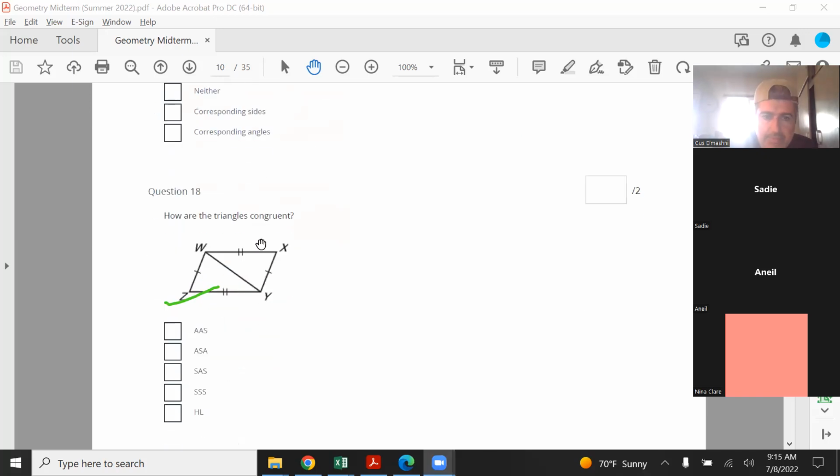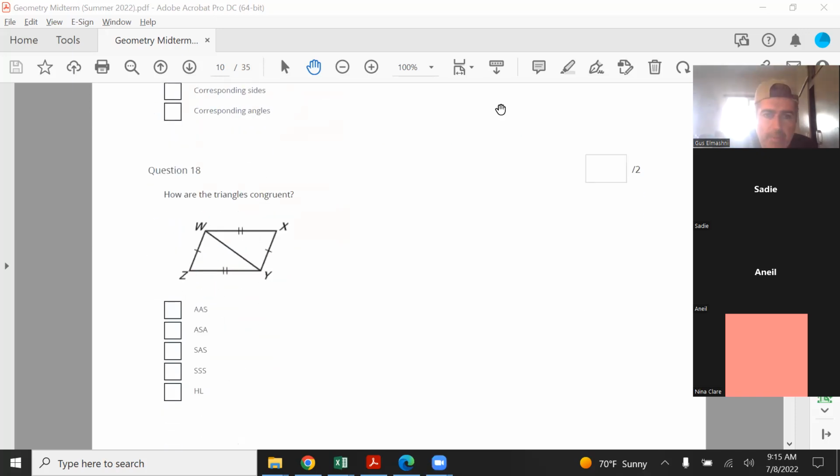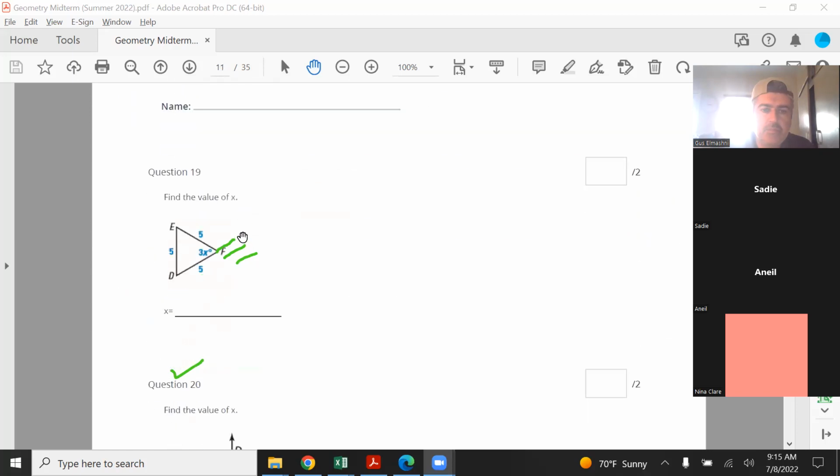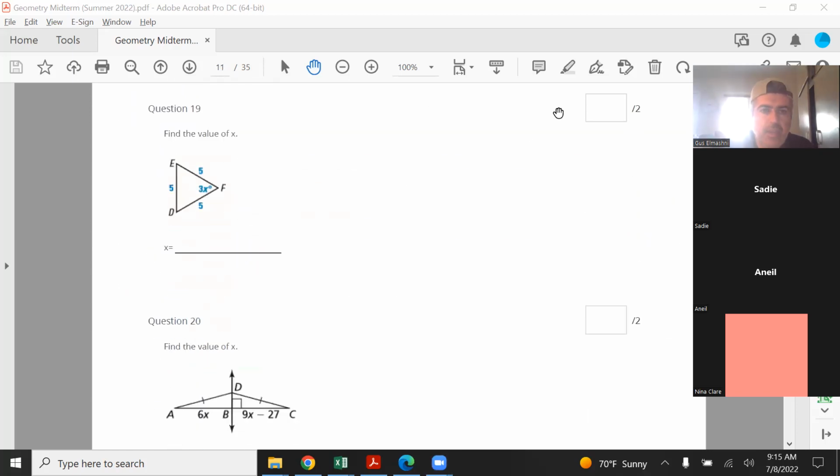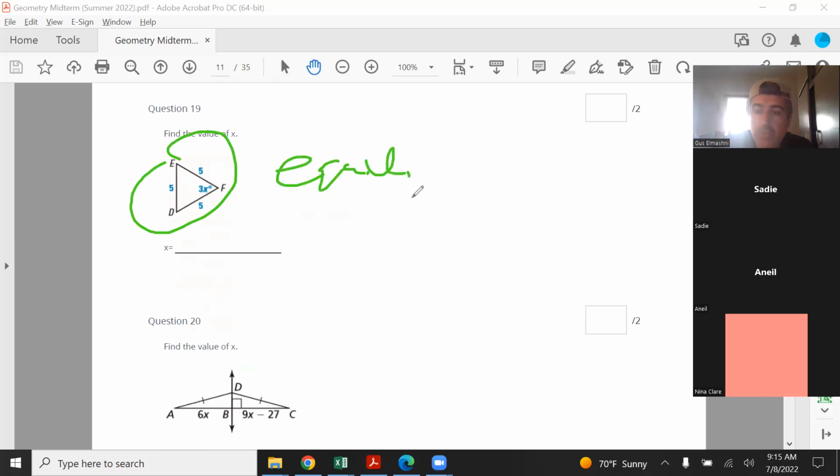Okay, how are these triangles congruent? Remember, WY is shared between both triangles, and the other sides are the same, so that's a side situation. Okay. Let's keep it moving here. Number 19. All 3 sides are the same, so it's equilateral, which is also equiangular. So 3x equals 60, x is 20. Again, very straightforward.